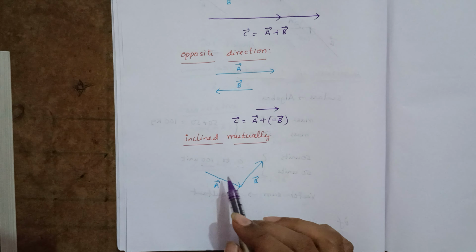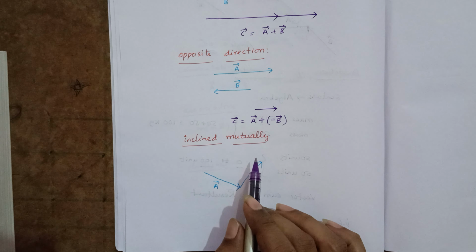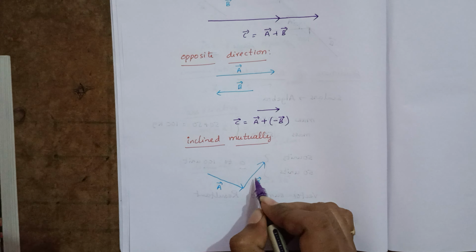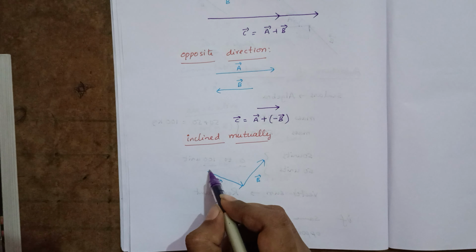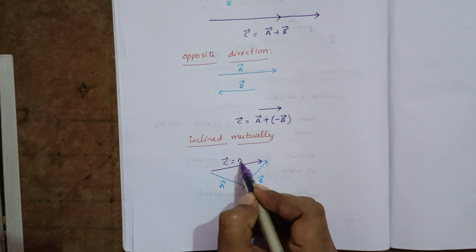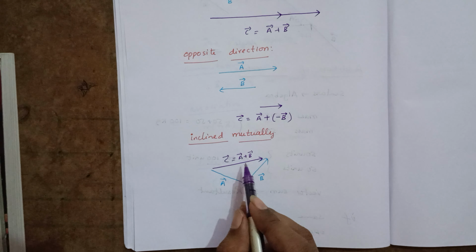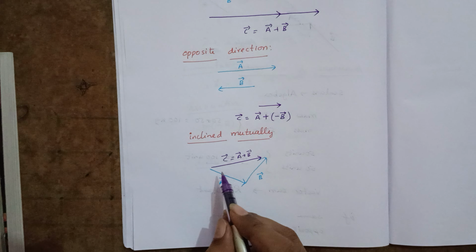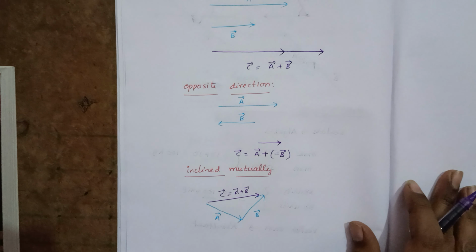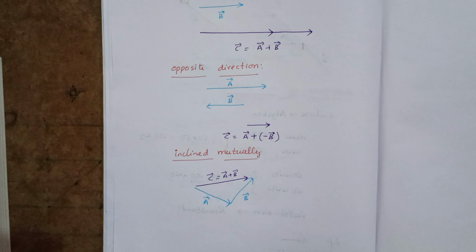Next one, if two vectors are inclined mutually, addition of two vectors inclined mutually, like this. A vector a bar is going like this, b bar is going like this. Its resultant will be like this. C bar equal to a bar plus b bar. The resultant is a bar plus b bar, and its direction is like this. This is for when they are in the same direction, in opposite direction, and inclined mutually.